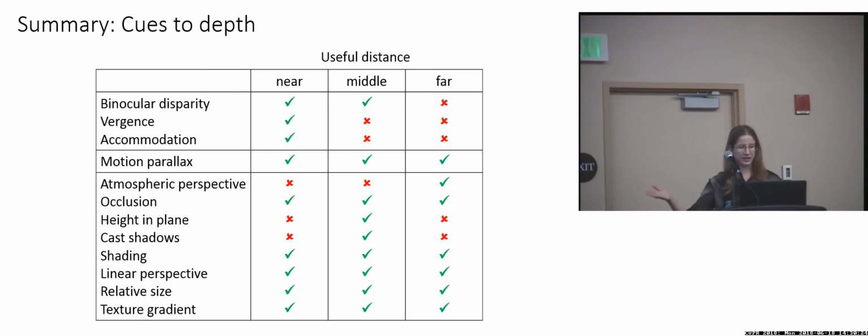And what's not shown here is the fact that these different cues have different reliabilities over their range as well. So when you're trying to build a coherent perceptual depth from the scene, you can combine all these cues, but you want to weight them by how likely they are to actually be useful or correct in that case.